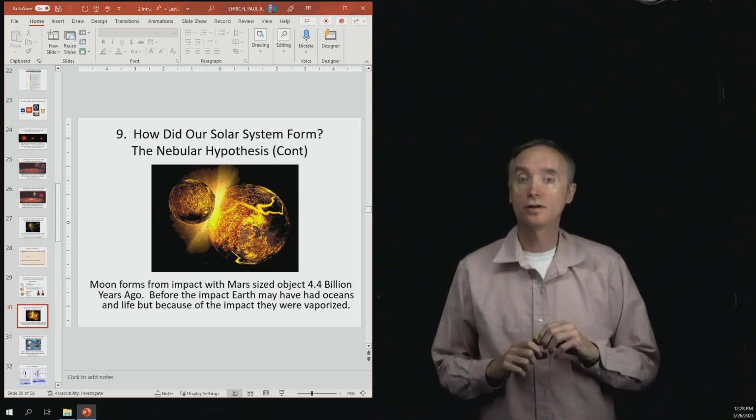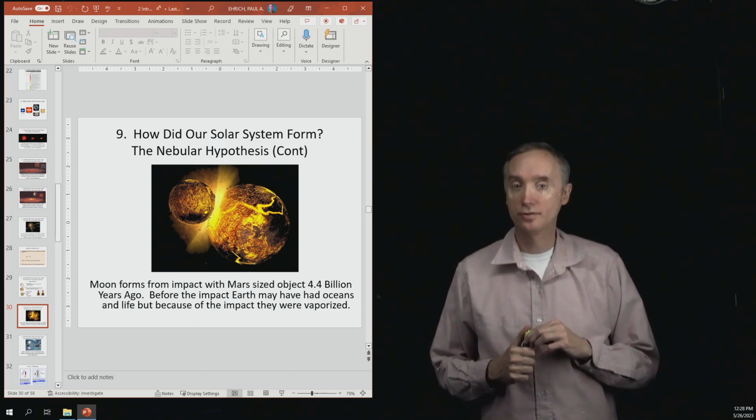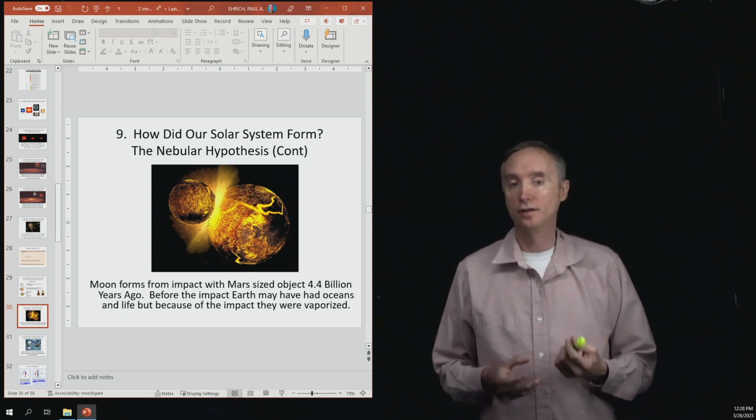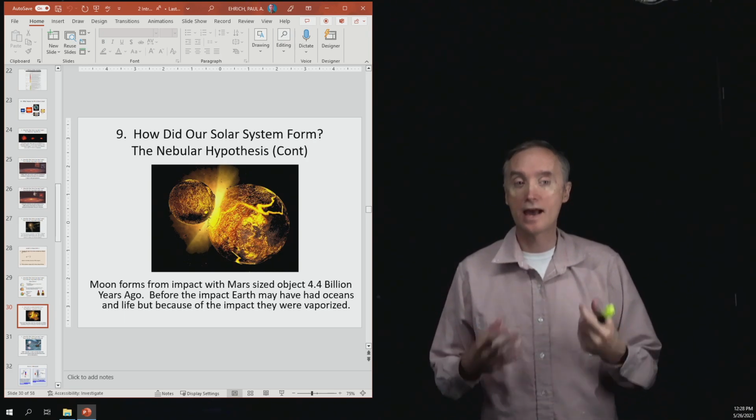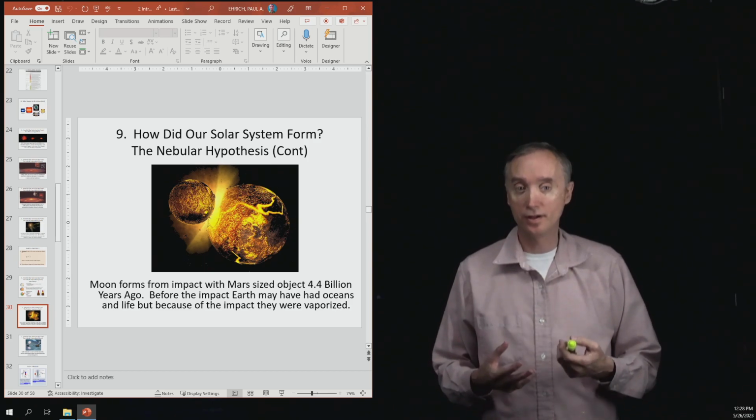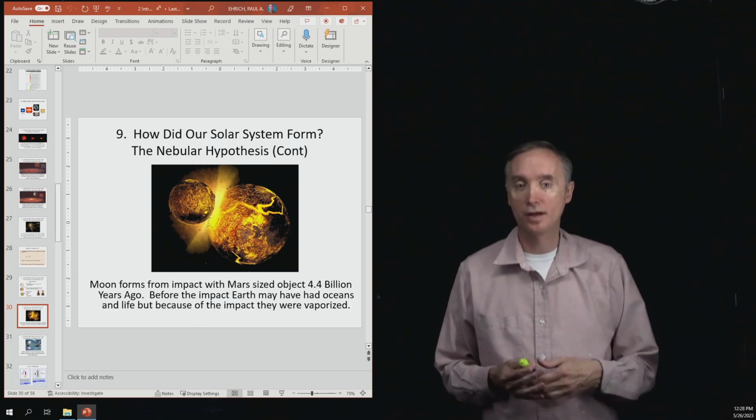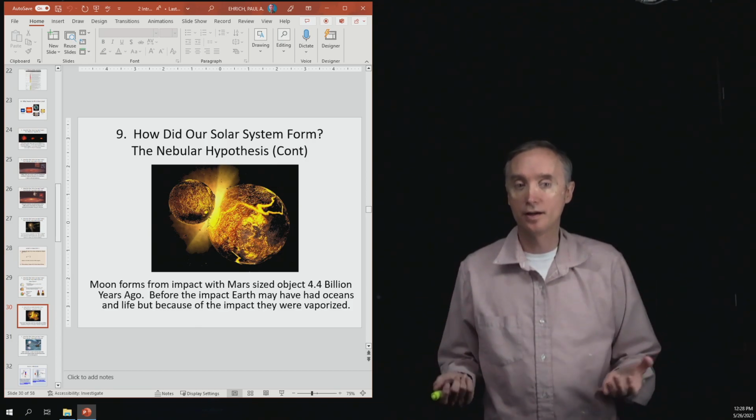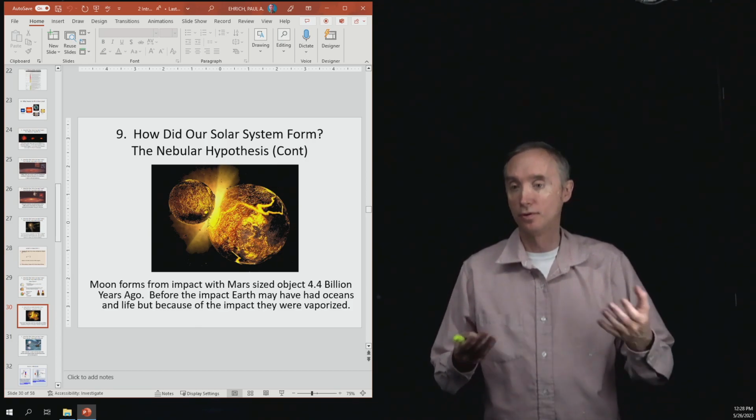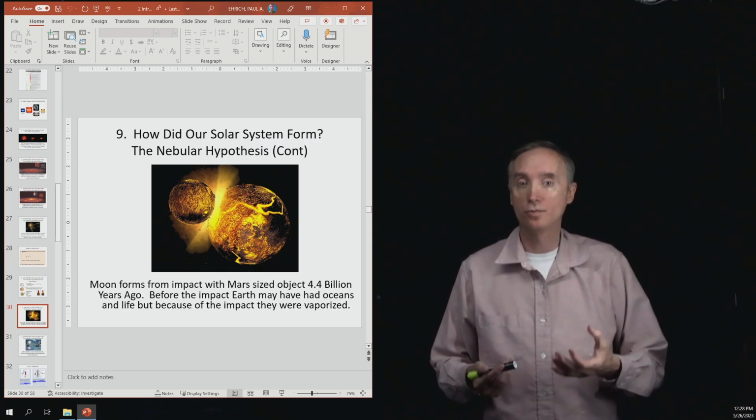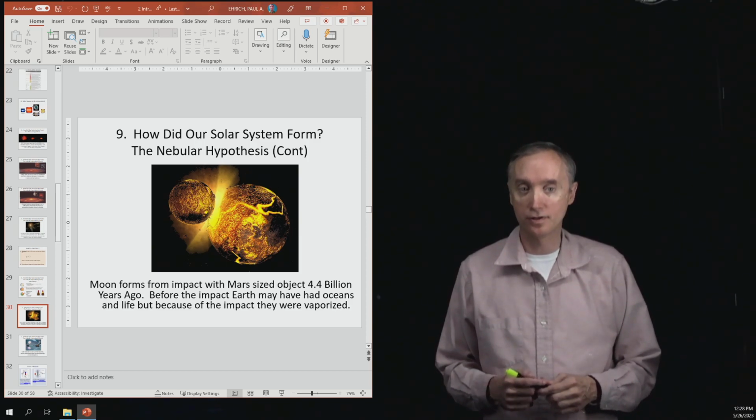So we have talked about the formation of the Earth, and we said that the Earth came from the collisions of asteroids. So initially it was dust particles. The dust particles collided to make pebbles. The pebbles collided to make bowling balls. The bowling balls collided to make houses. And so the Earth was built up from the collision of different kinds of asteroids.